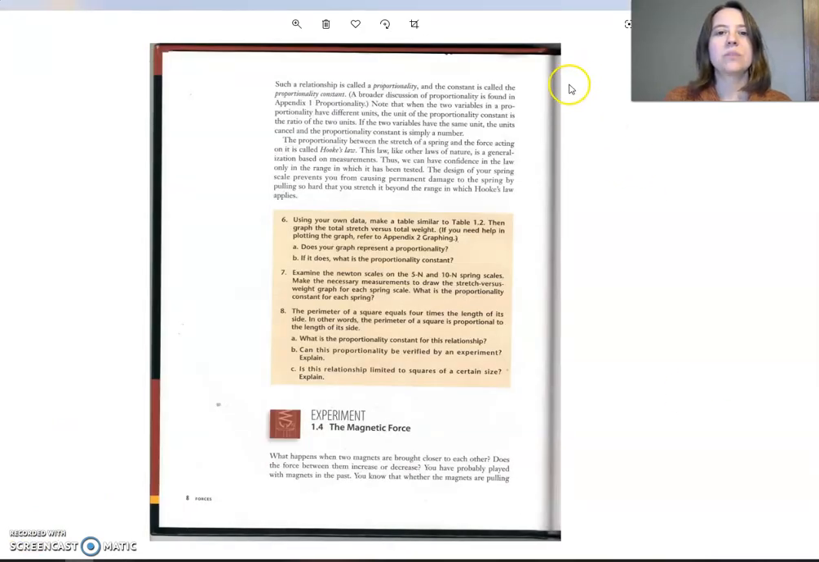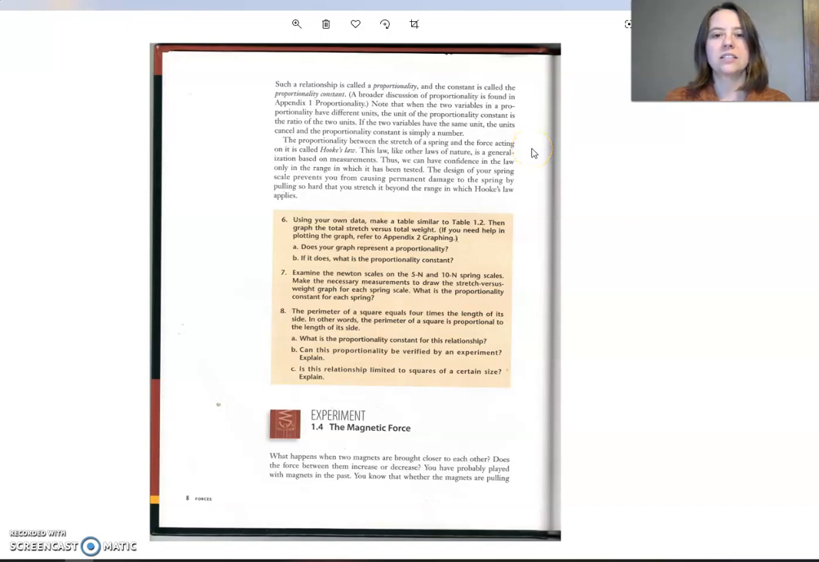Such a relationship is called a proportionality, and the constant is called the proportionality constant. There's a broader discussion in Appendix 1. Note that when two variables in a proportionality have different units, the unit of the proportionality constant is the ratio of the two units. If the two variables have the same unit, the units cancel and the proportionality constant is simply a number. It is a pure number with no unit.